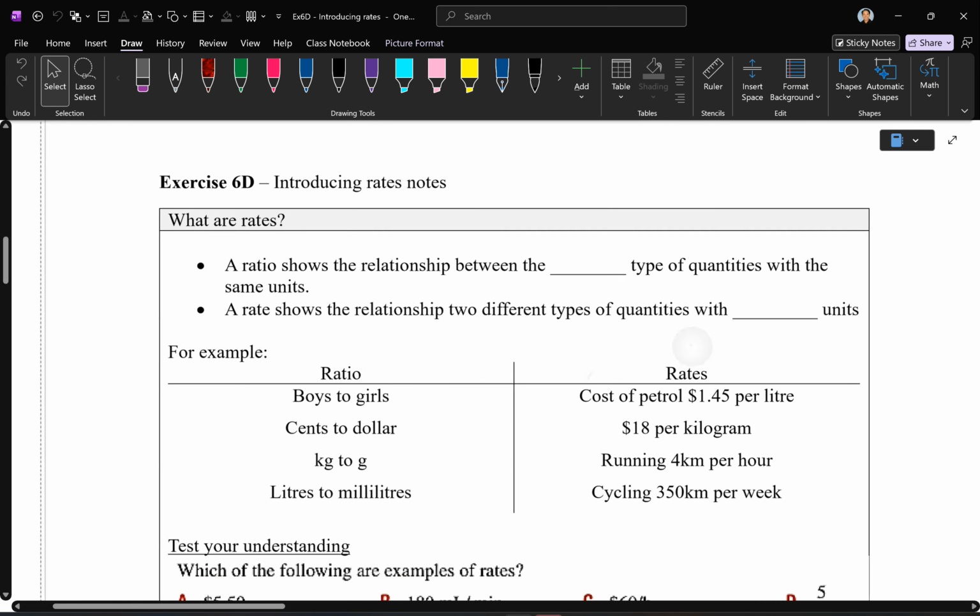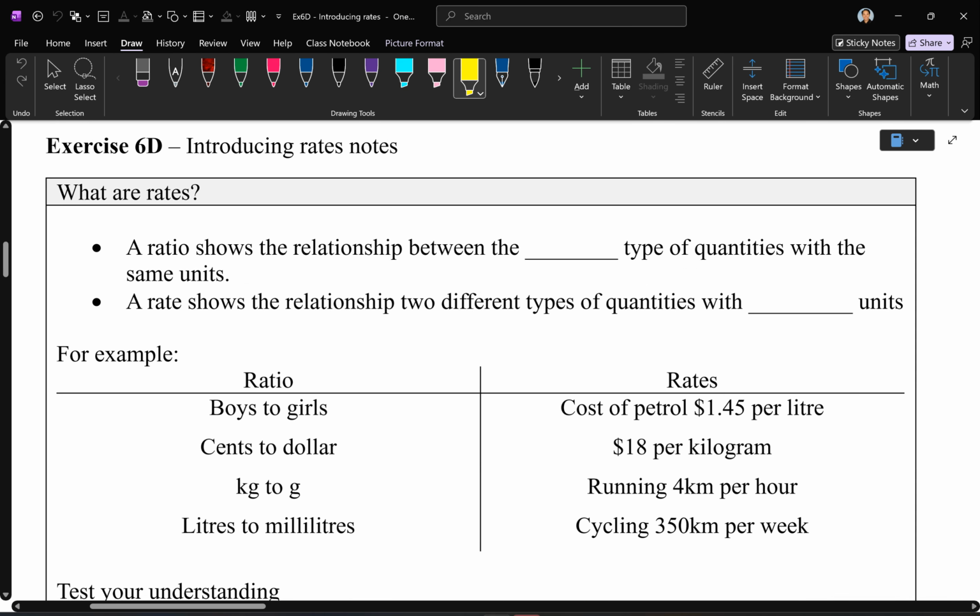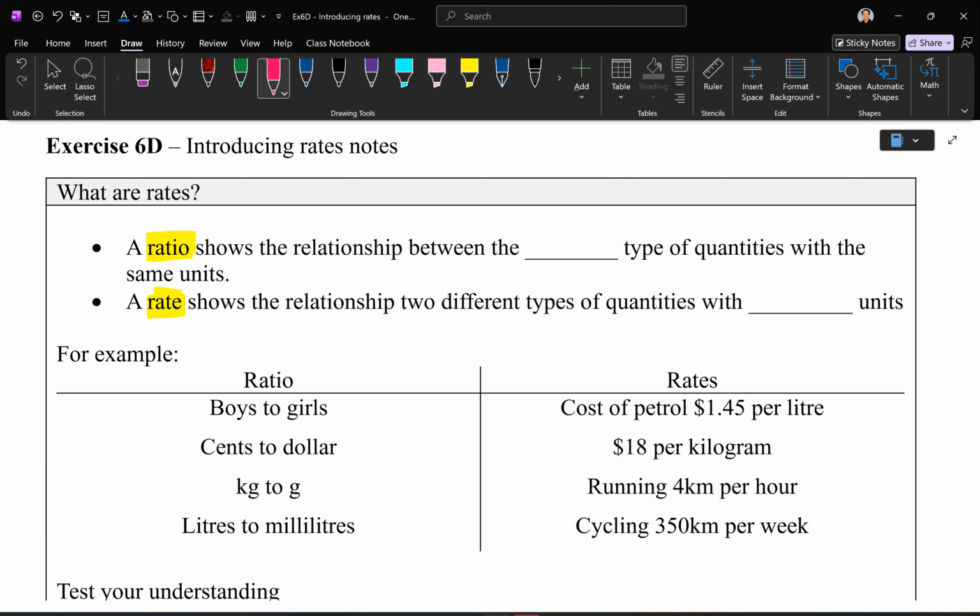Here we go. Let's look at exercise 6D. First thing is we're going to talk about the difference between a ratio and a rate. So let's fill this in. A ratio shows the relationship between two types of quantities with, and this is the main part, the same units. Okay, so this is a ratio, it has the same units, whereas rates show a relationship of two different types of quantities with different units. That's one of the biggest things that separates them.